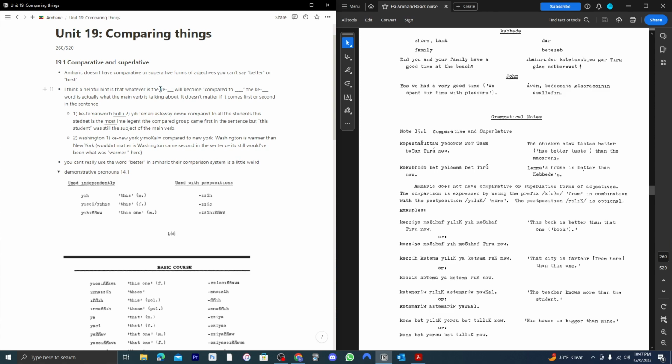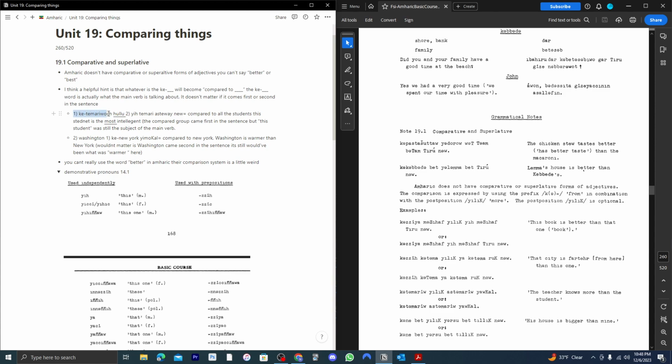And so the thing that is the ka, if you're going to translate the sentence, you say compared to blank, whatever the thing here is. And then you say whatever the other noun is, and you use the main verb or adjective to describe the next noun. It doesn't matter if the ka word comes second in the sentence or first in the sentence, first or second. My examples are here, like ka tamari woch hulu.